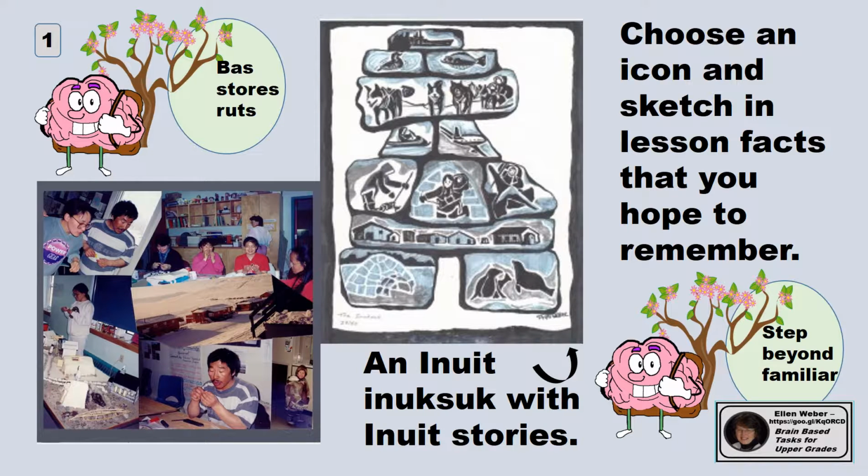The first namungo we use in class is BAS, short for basal ganglia, the brain's storage place for ruts and routines. Here you want to choose an icon in a class and have the students sketch lesson facts they hope to remember. For example, we were learning here about Inuit culture, and so the students chose an Inuksuk, which is an Inuit symbol, and sketched in Inuit stories they hope to remember.